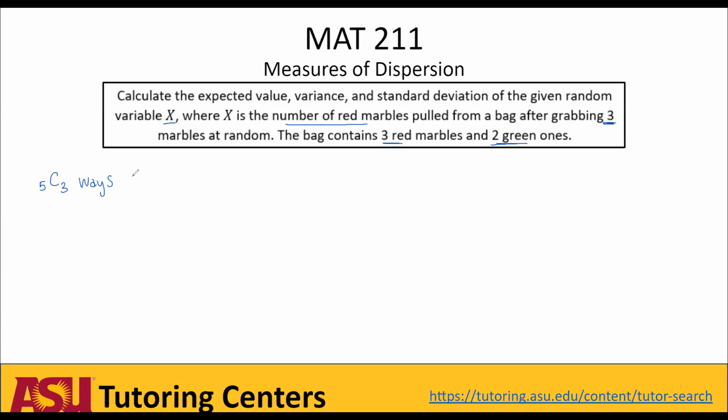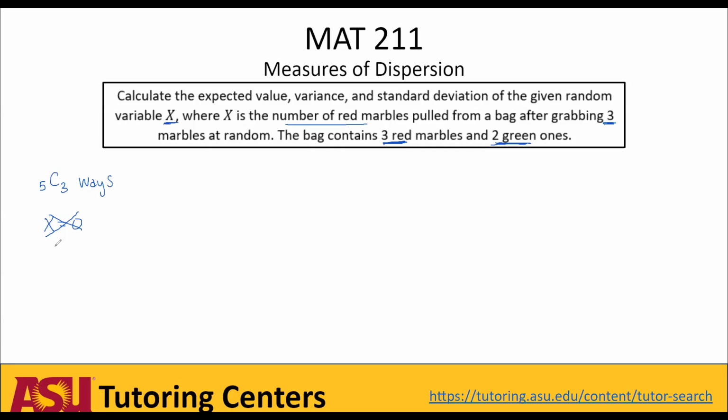Now let's consider the different values that x can take. First, let's look at x equals 0. We can't actually have x equals 0 because notice that there are 3 red marbles and 2 green marbles. So even if the first 2 marbles we pull out of the bag are green, that leaves us with only red marbles to go. So we can't actually get x equals 0, or no red marbles, so we don't have to consider that one.